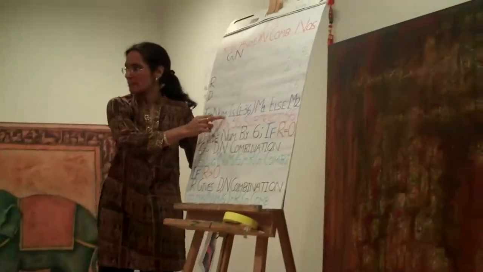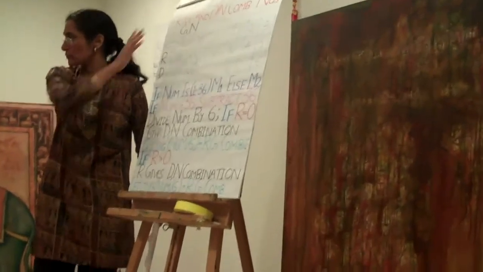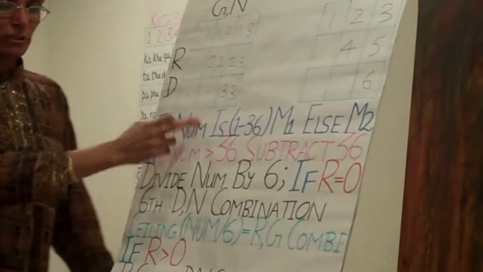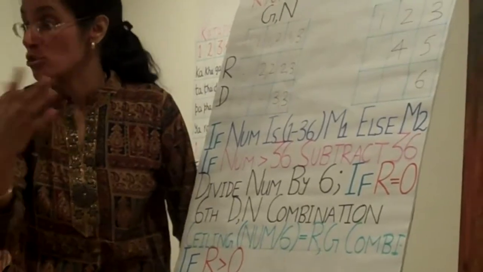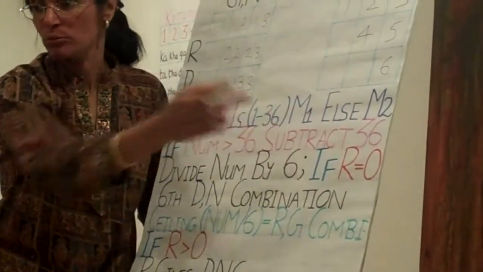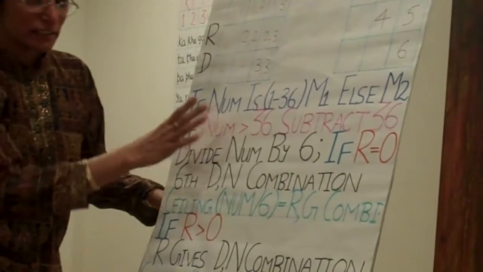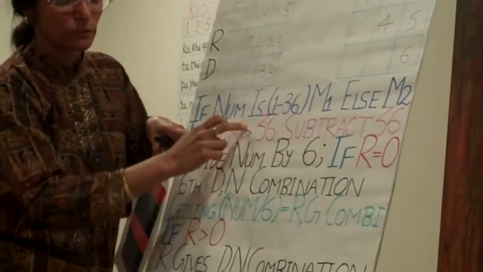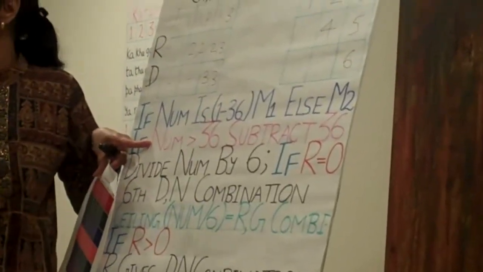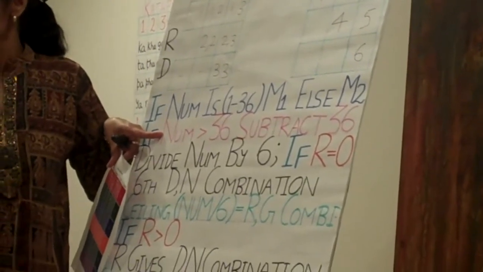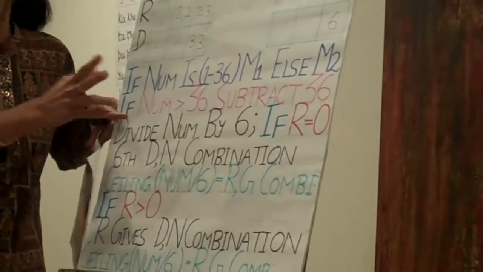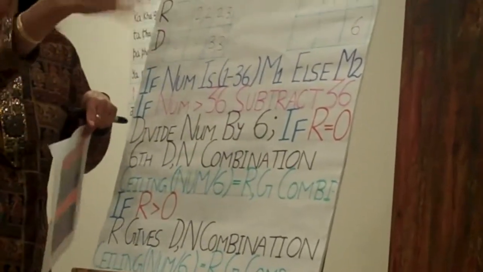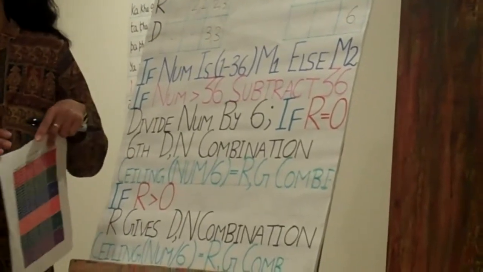So if num is the Melakartha number, which we derived from the Katapayadi scheme, from the naming convention: if the Melakartha number is between 1 and 36, what is the Ma? It is the Shuddha Madhyama. Else it will be M2, right? This step, the pink one, is only for Melakartha numbers greater than 36. So if the number is greater than 36, you subtract 36 from that. I will work with the examples later. For the time being just understand.